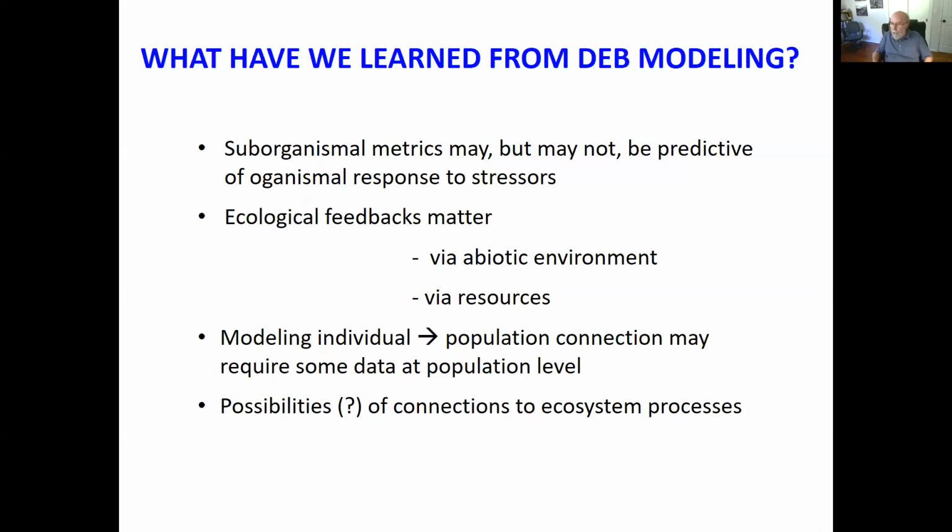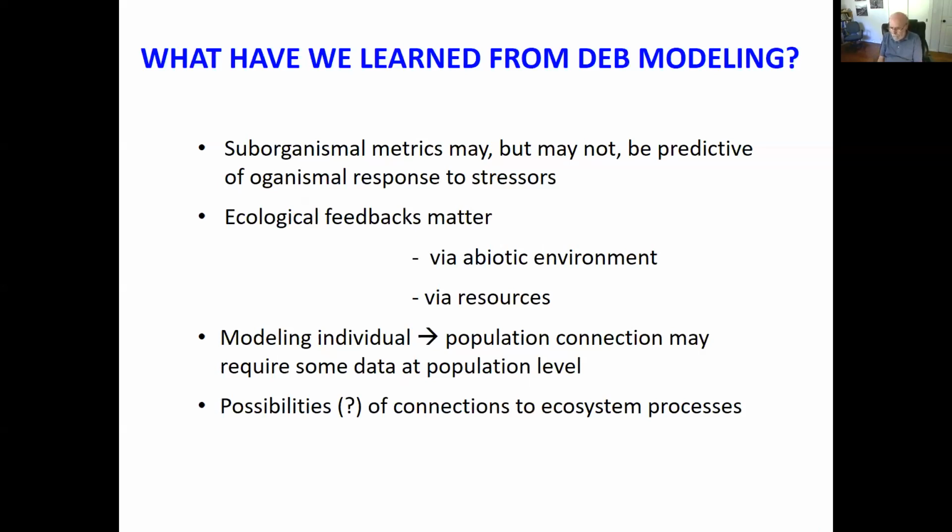Now, to some extent, this is what anyone that does an undergraduate ecology class is told. What's distinctive here, I think, is that the DEB approach gives you ways of quantifying this and modeling it in a predictive way. The third bullet point is, in some ways, a warning that modeling the individual to population connection sometimes does require some data at population level.